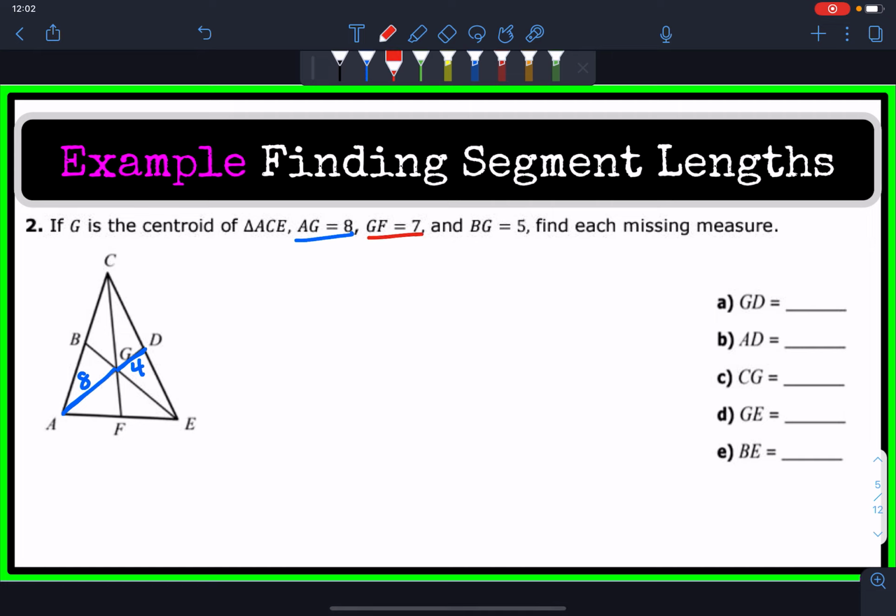Now, the second piece of information we're given is that the distance from G to F is equal to 7. Therefore, that would imply the longer part of this median here. And since this is the shorter end of the median, because we're going from the centroid to the middle point, the longer end of the median would be twice that distance. So that's going to be 14.